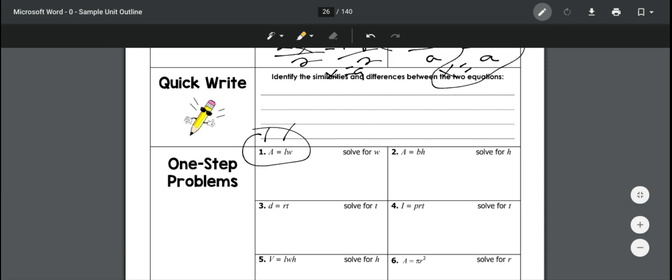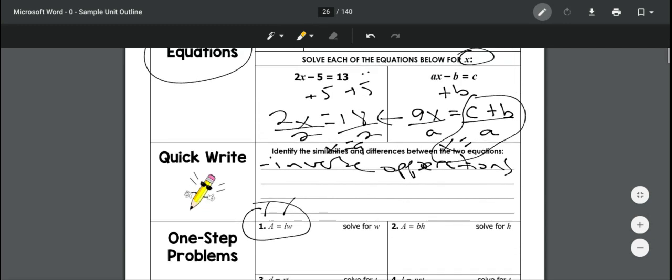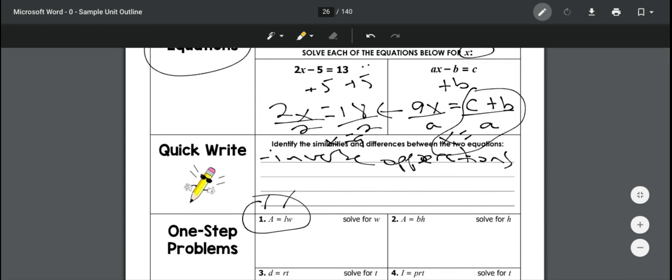So the similarity is that for both types of equations, we use opposite operations. So we use the inverse operations. And I know I'm not writing very neatly. It's hard to with my finger, but you can listen to it. So that means over here it was minus b, we added b. We do that over here. Minus 5, we add 5.